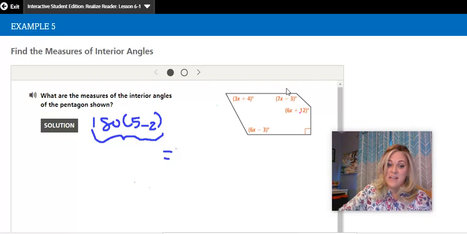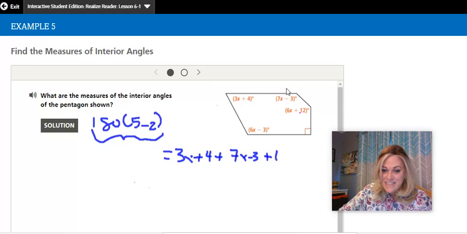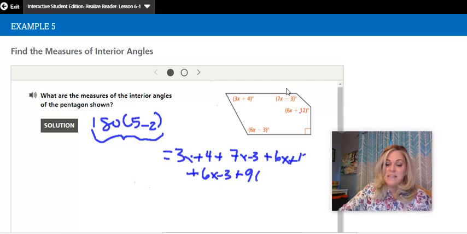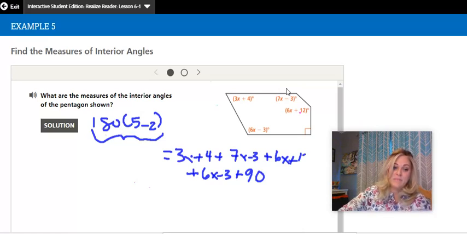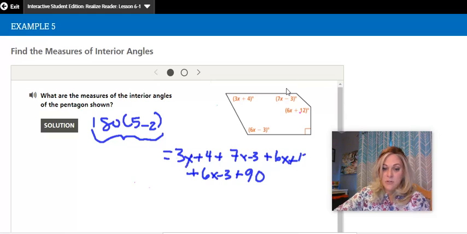So you're going to take 3x plus 4 plus 7x minus 3, and we might run out of space, plus 6x plus 12. I'll just keep going. Plus 6x minus 3 plus that 90. Set that equal to whatever you get here, and then you're going to actually solve for x. I'm going to let you do most of that work. That should be a 12 right here, just so you know.